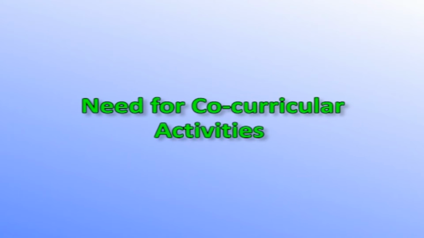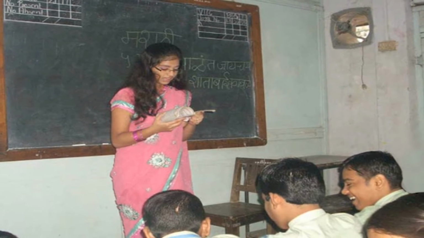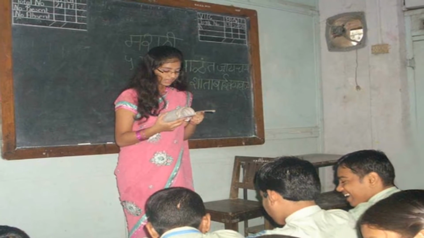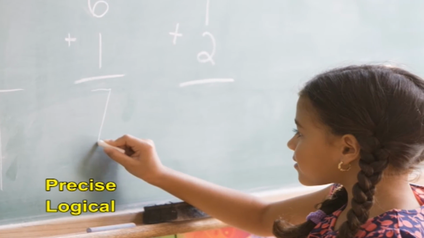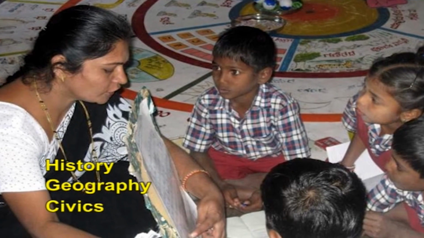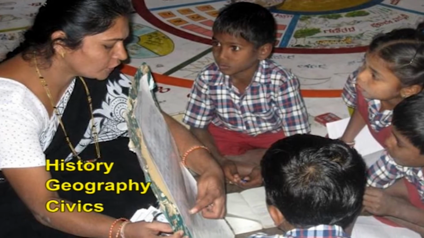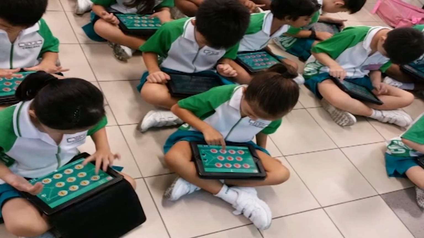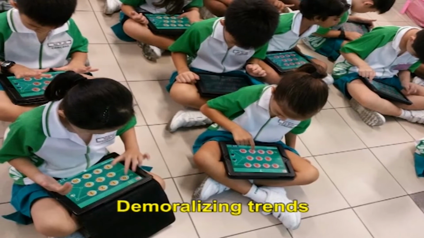Next, let's see the need for co-curricular activities. Every subject offers special opportunities for guidance. Mathematics should develop capacities for precise and logical thinking. Social studies, history, geography, and civics, government should help students make a better adjustment to the changes that are occurring in the world and show them what they can do to resist demoralizing trends.